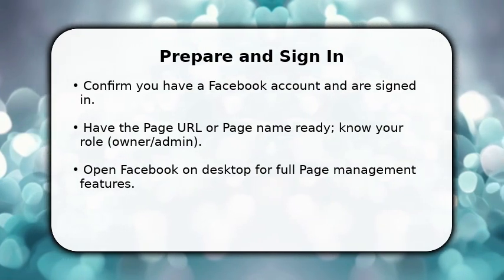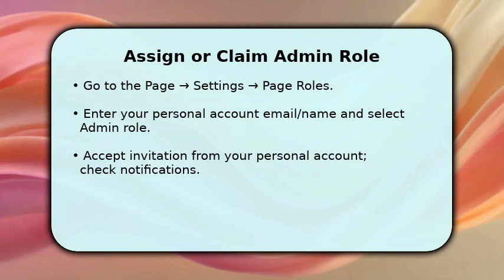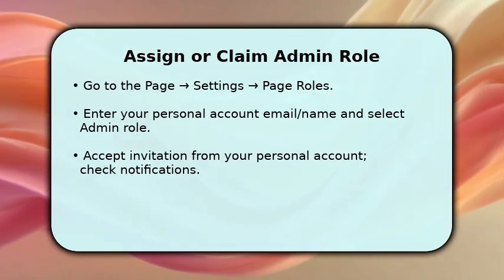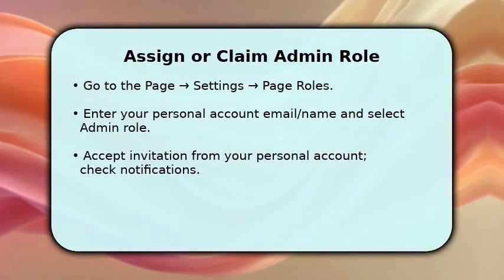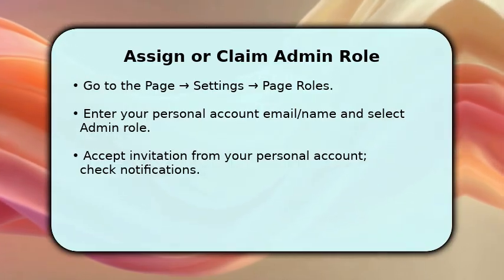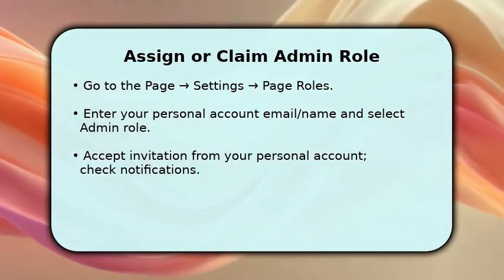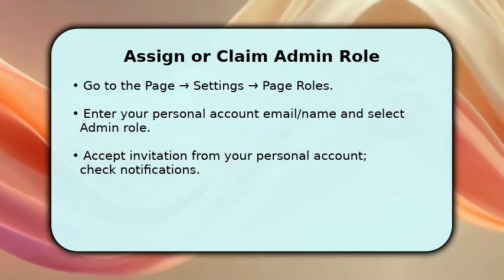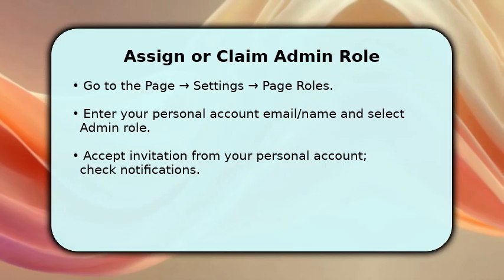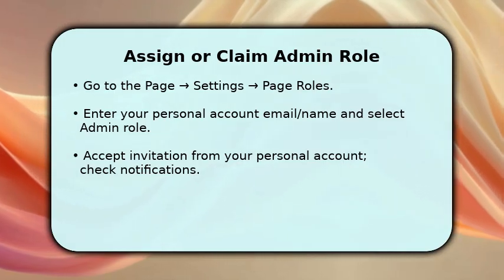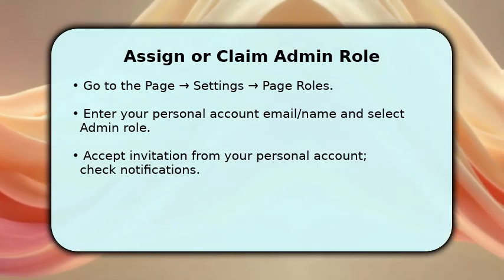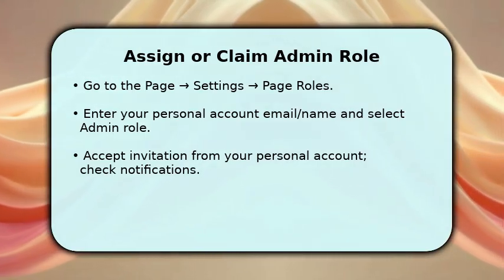Now add or accept admin access. On the page, open Settings and choose Page Roles. If the page exists under another account, ask that page owner to add your personal account as an admin by entering your name or email and assigning admin role. If you're claiming an unclaimed page, select Claim Page or Request Admin. Once the invite is sent, switch back to your Personal Account tab, accept the page role invitation from notifications, and verify.